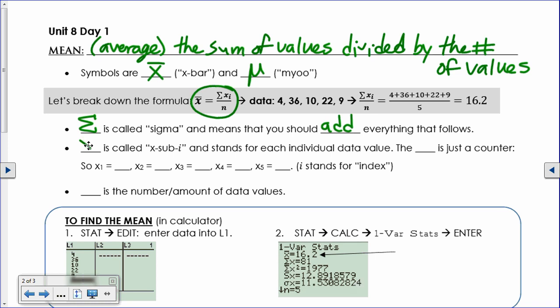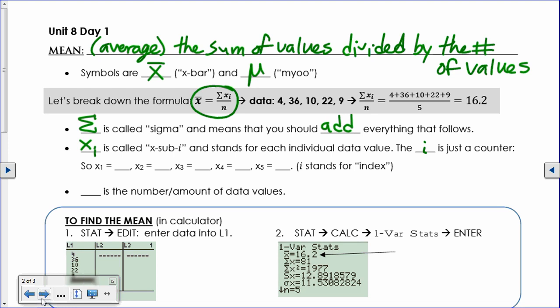The little xi thingy, that's supposed to be an I. That's called x sub I. And it stands for each individual data value. The I is just a counter. Right, so I here does not count for the imaginary I. They just use I to represent a counter. So you could say that x sub 1, they replaced I with 1. What does that mean? X sub 1.